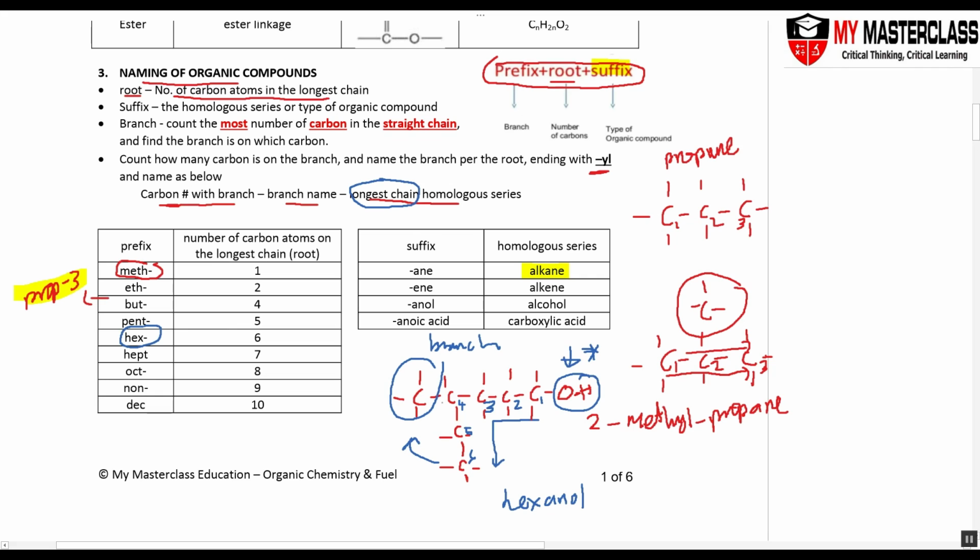Okay, and then the branch is on carbon 4. And your branch is 1 carbon, 4-methyl. 4-methyl hexanol is this structure that I just drew.